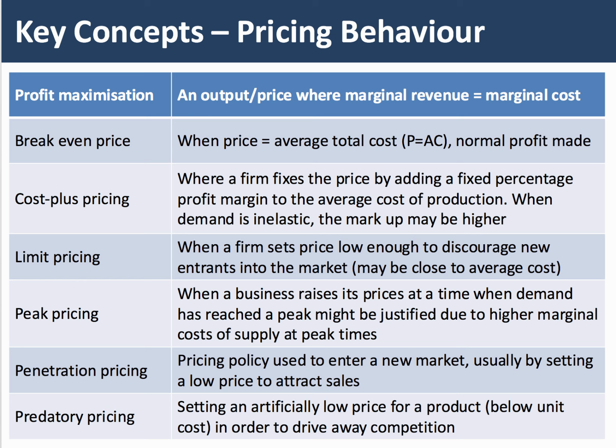Cost plus pricing is a simple pricing rule that many firms have been assumed to adopt in the past. With cost plus pricing, a firm fixes the price for a particular product by just adding a fixed percentage profit margin to the average cost of production. So, for example, the average cost might be £5 per unit, and they might add on a 10% margin to sell at £5.50. That will be cost plus pricing.